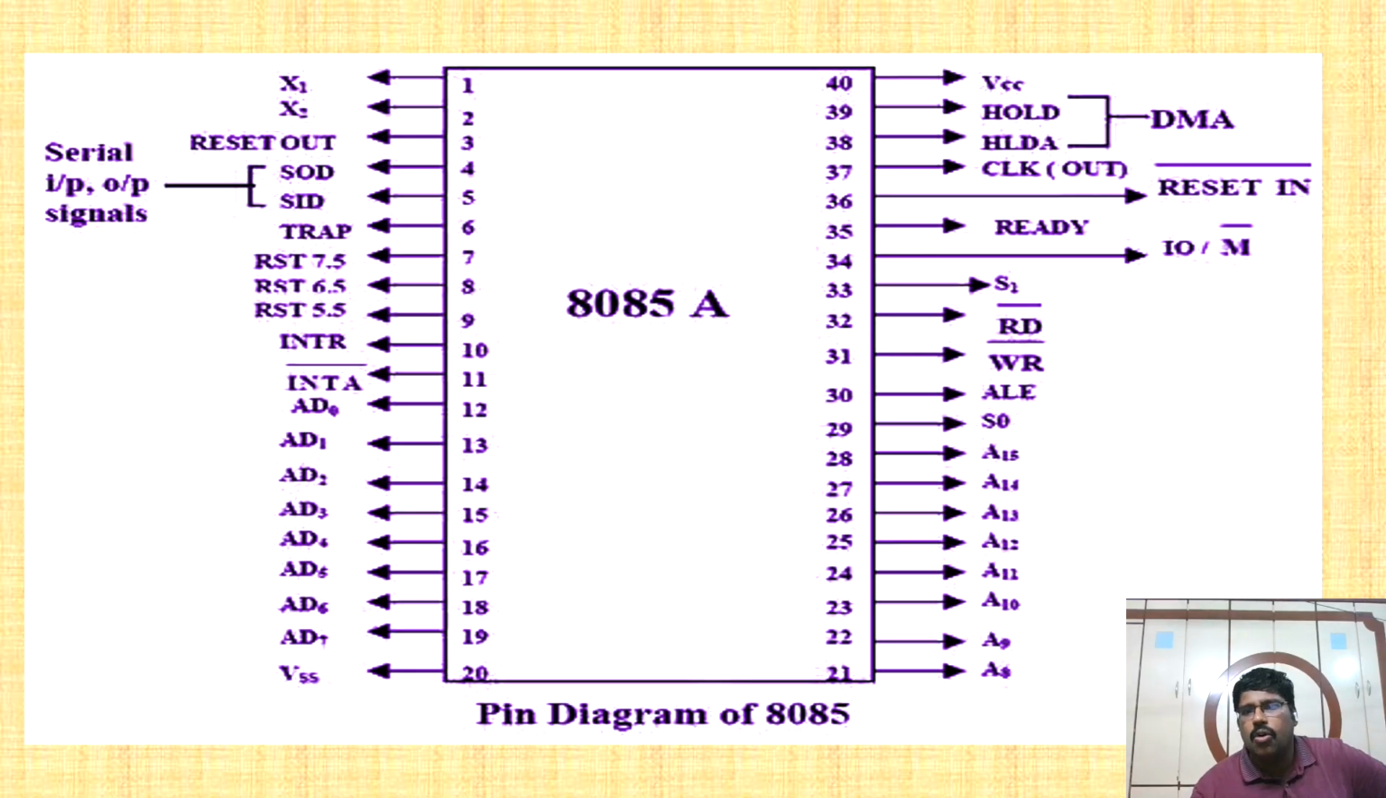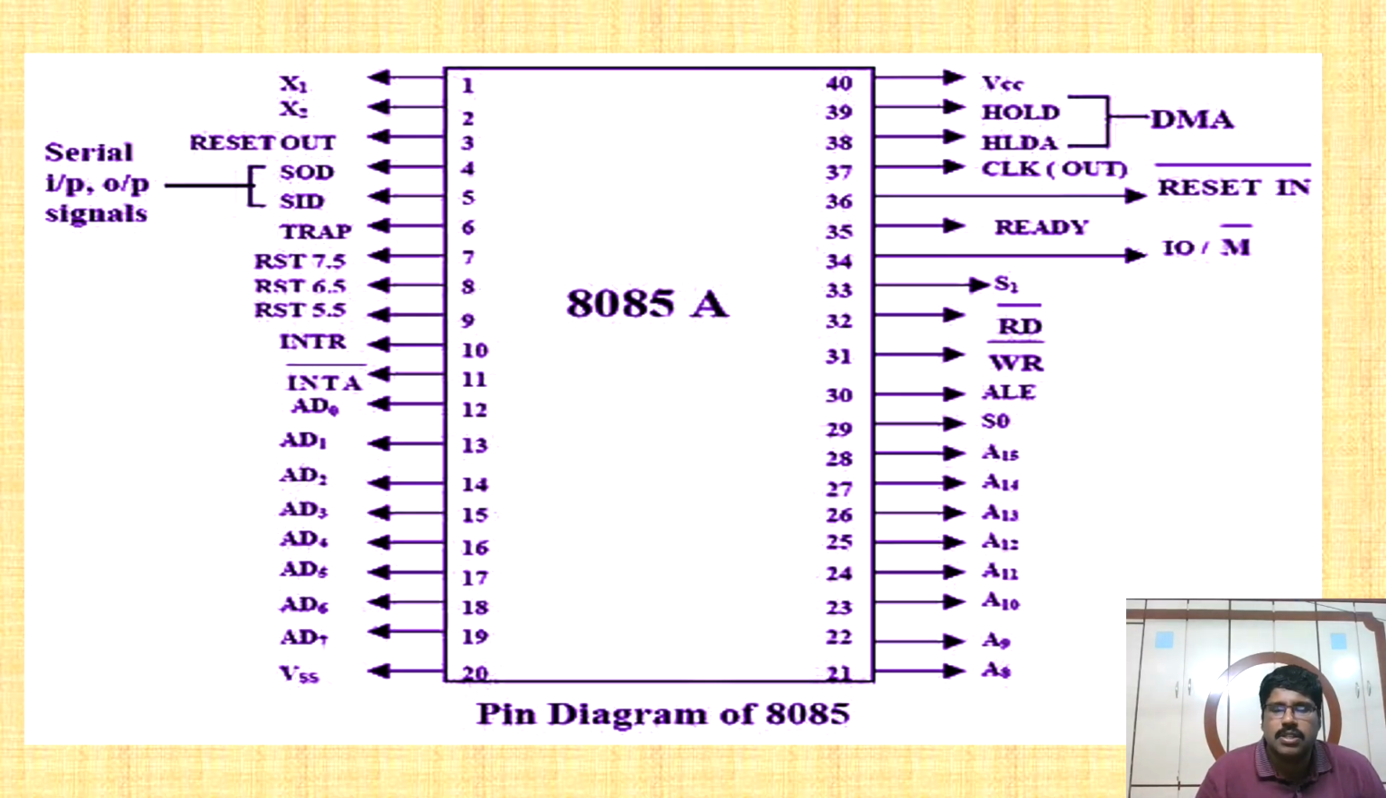Okay, hold acknowledgement. Hold is nothing but a request for direct memory access. If any device requests DMA, direct memory access, then it is called hold. Whenever it receives a request, it immediately sends a reply to that particular device. That means, after executing the present task, I am going to execute the next task. That is called hold acknowledgement.